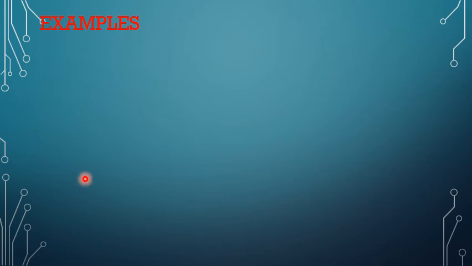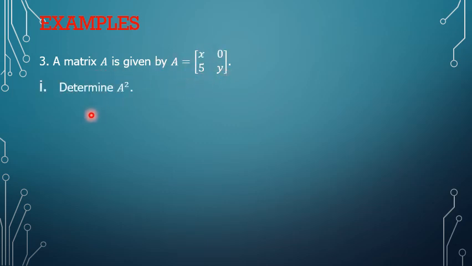Now another thing that we should look at is another example. It's an example that involves matrices. We have to find the two missing variables, that is x and y. Now a matrix A is given by A equals x 0, 5 y. We are being asked to determine A squared.